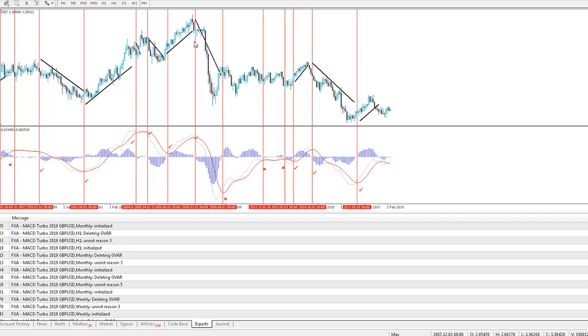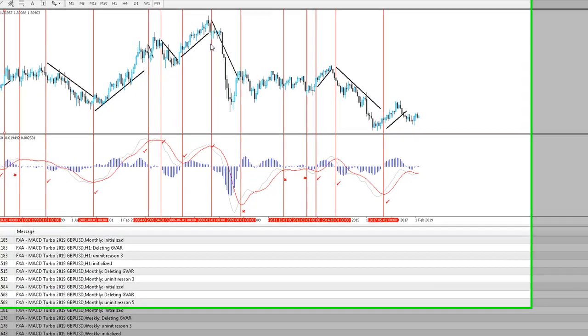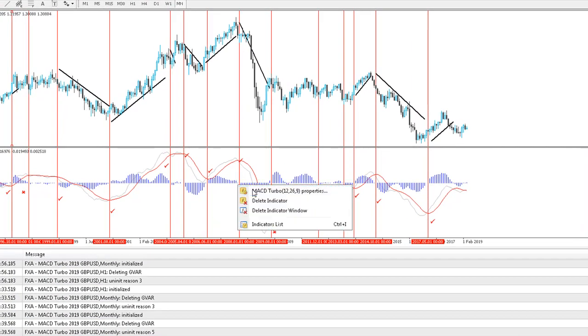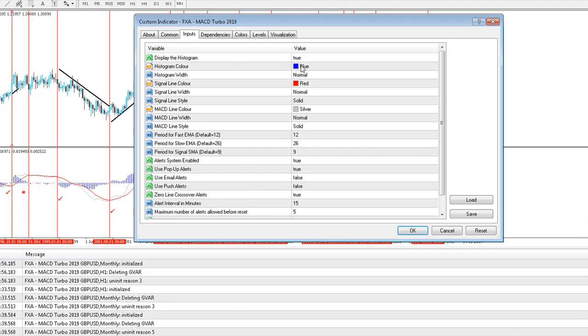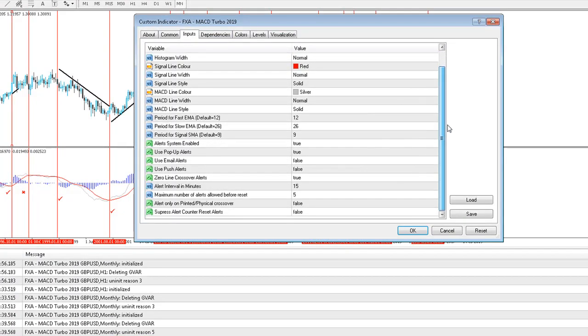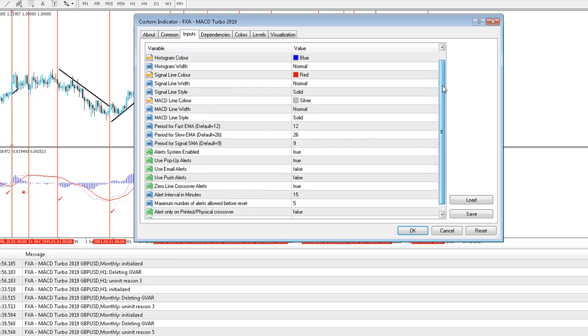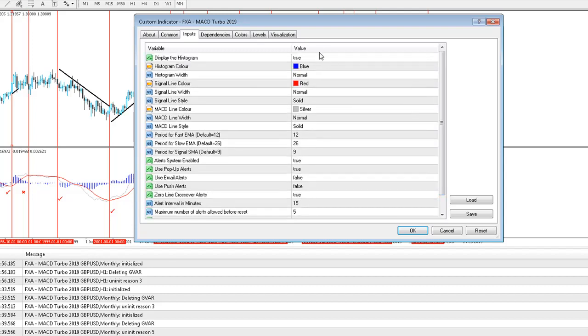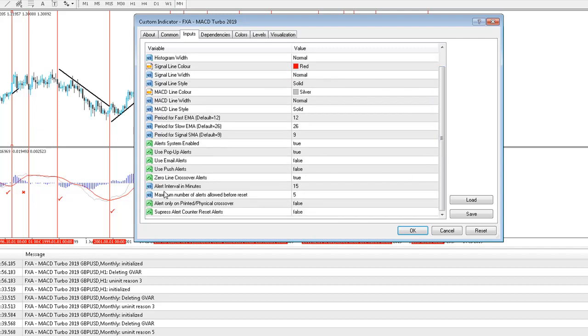So that's a quick overview of this re-released MACD Turbo Indicator 2019. It's got push notifications, email alerts, pop-up alerts, and complete control over colors, histogram widths, and MACD and signal line colors, etc. You've got a configurable alert system as well.